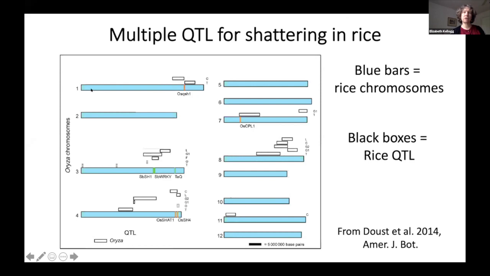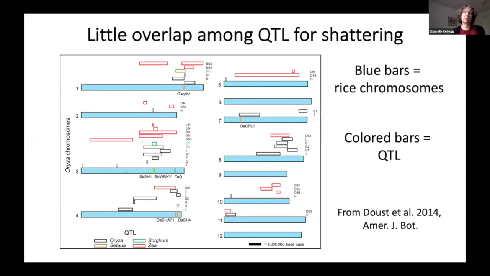where he took the rice chromosomes and put on them just the location of the QTL from all the published studies up to that point. So QTL are here in these black boxes. And the genes are listed under here. We'll not be mentioning too many of the gene names today, but they've been well localized and some of the genes have been cloned. And the question is then, what does it look like when you put other species on here?